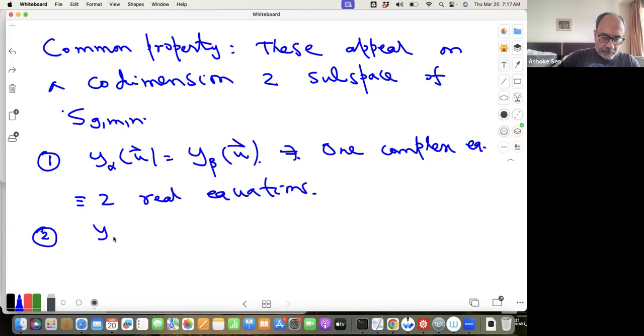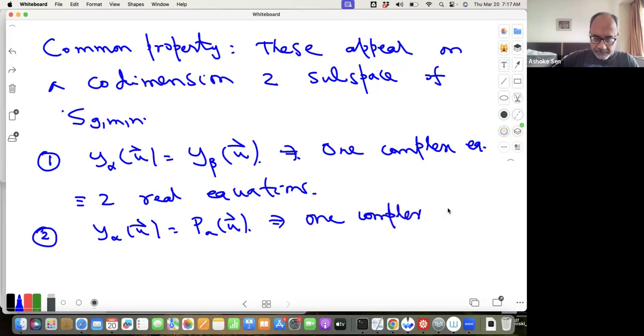Second kind, y alpha of U equal to PA of U. Okay. Again, one complex equation in two real variables. One complex equation, so two real equations. Okay, so again, codimension 2.